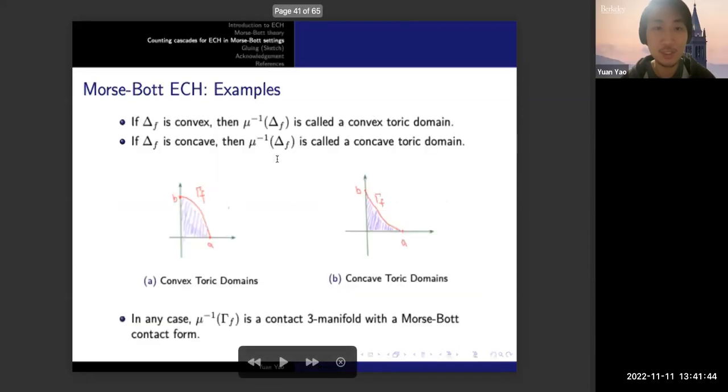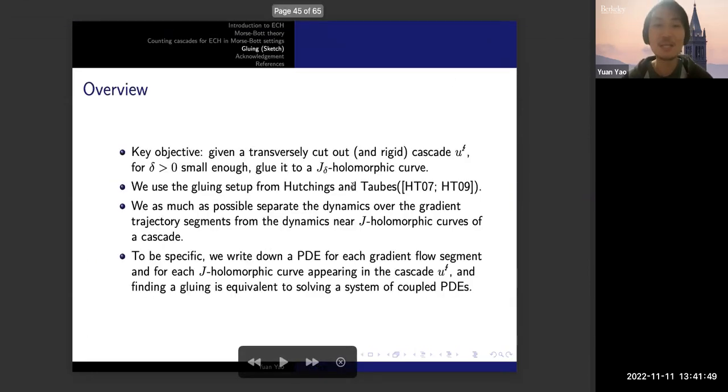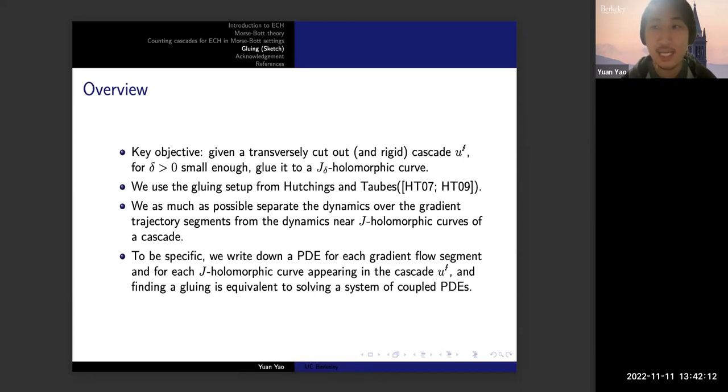Okay, so let me go on to gluing, which hopefully won't be too painful. Let me remind you of the key objective. Given a transversely cut out and rigid cascade, these are very natural definitions, I won't tell you what they are, after you do a small perturbation of the contact form of size delta, you want to glue it to a J delta holomorphic curve. We use the gluing setup from Hutchings and Taubes, their obstruction bundle gluing paper. You don't actually need to do any hard obstruction bundle gluing, but their setup allows more flexibility.